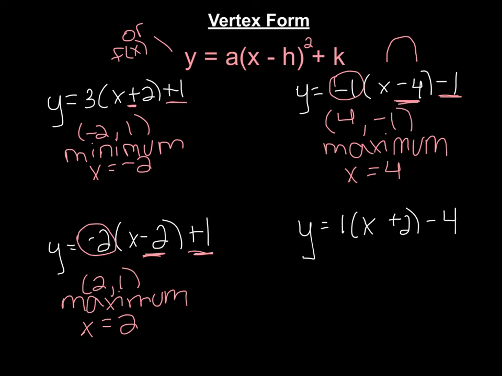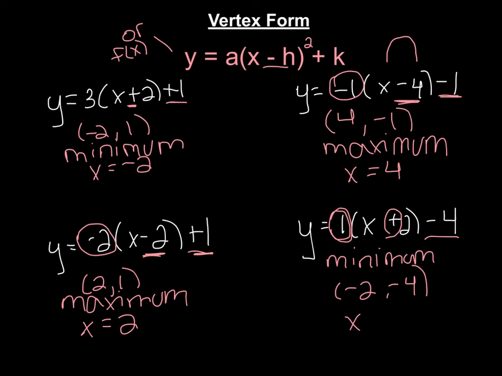In my final example, having this 1 here is optional, but it is a positive a value. Even if the 1 weren't there, it would mean that there's a +1 there. So this is going to be a minimum. The sign is different than the h up here, so that means it's a -2. The sign is different than the k, so that means it's going to be a -4. My axis of symmetry would be x equals -2.